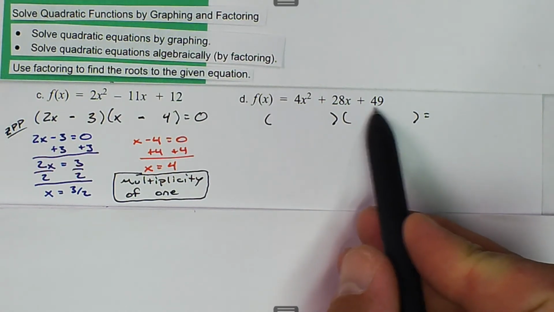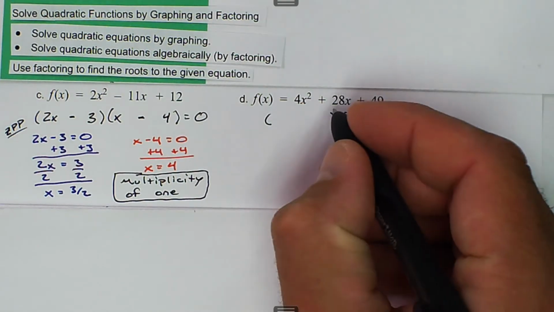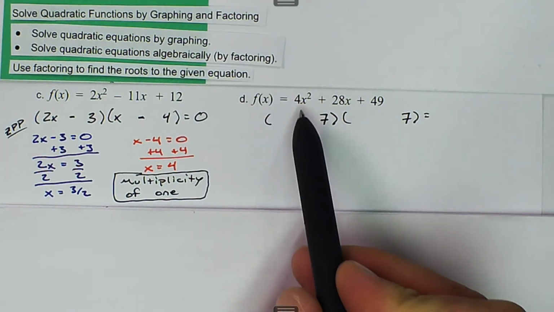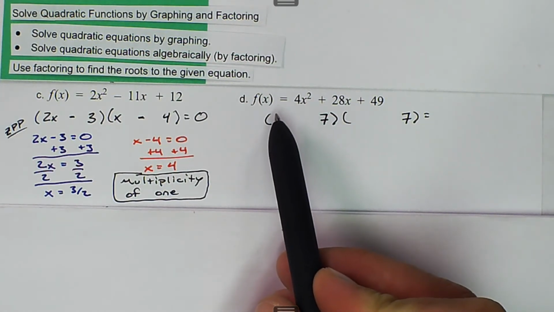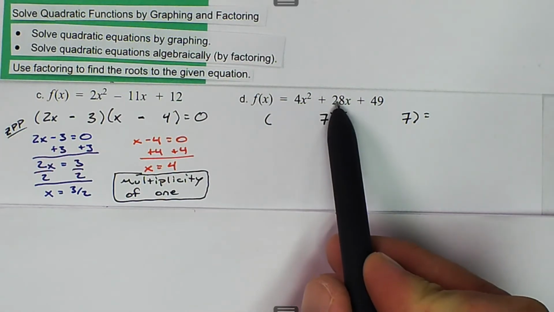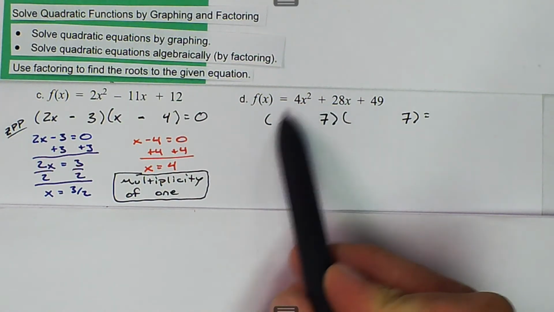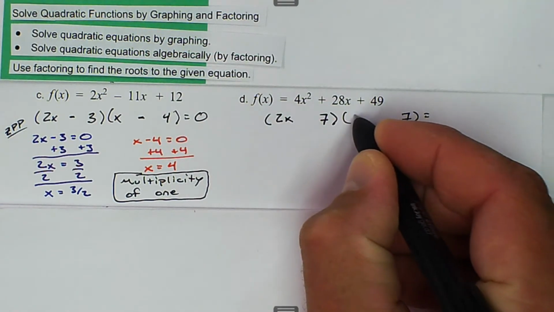For 49, really the only thing that we could use is 1 and 49 or 7 and 7. And if we use 1 and 49, there's probably not a good way to get to 28. So I'm going to say that we're going to have to use 7 and 7. Couple options for 4. We could use 2 and 2, or 4 and 1. Well, 4 times 7 is 28, but then we have 7 times 1, so we're not going to be able to add to 28 if we use 4 and 1. So it has to be 2x and 2x.